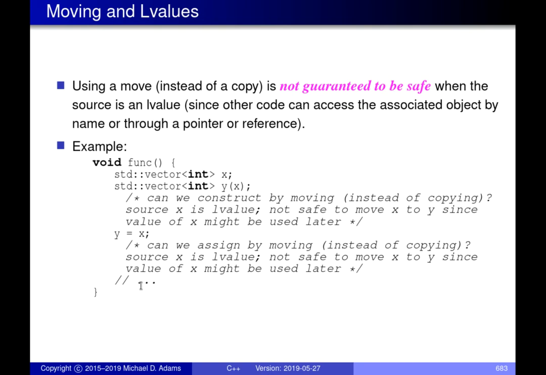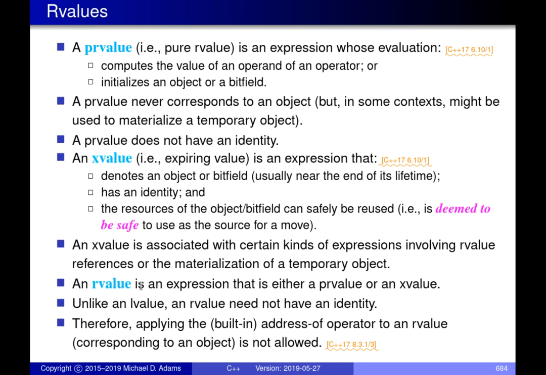Any questions? Okay, so that's L values. And things that aren't L values are what we call R values. There are two subcategories of R values: what are called pure R values, PR values up here, and what are called X values, which stands for expiring value. So what are these things? We have to be a little bit more specific because we're trying to carve up R values into two subcategories.